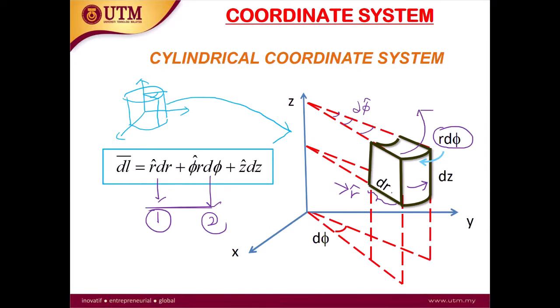Okay, the next part is this part. It's going up to indicate the length of the cylinder. So in this case it is dz, because it's the z direction. If the cylinder is along the y direction, it becomes dy. So it depends on how we draw the cylinder. Here we have dz, the increment along the z axis, and the direction is z. This is how we define the dL.